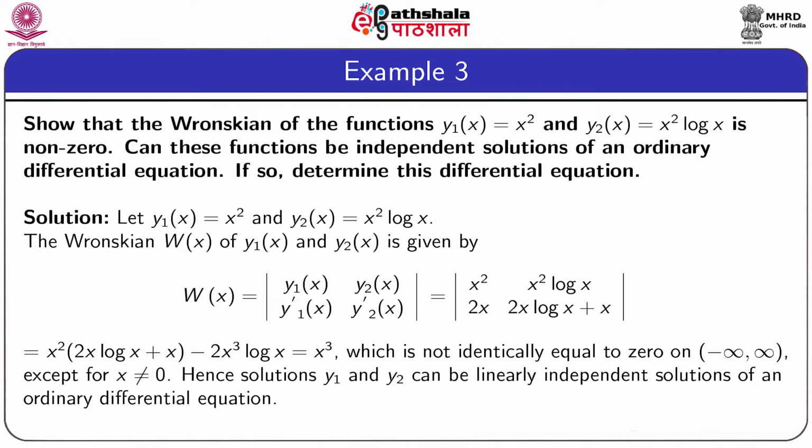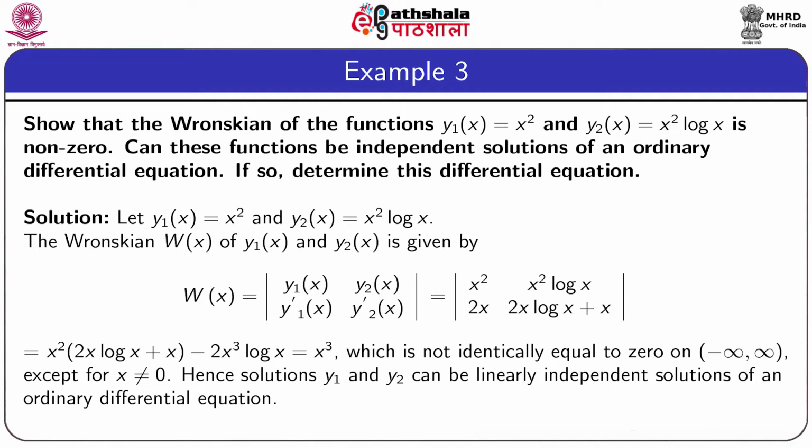In our next example, we have to show that the Wronskian of the functions y1 equal to x squared and y2 equal to x squared log x is non-zero. That is, y1(x) and y2(x) are linearly independent.